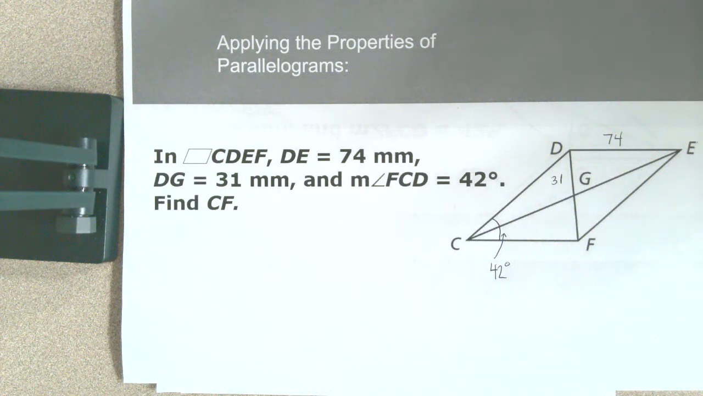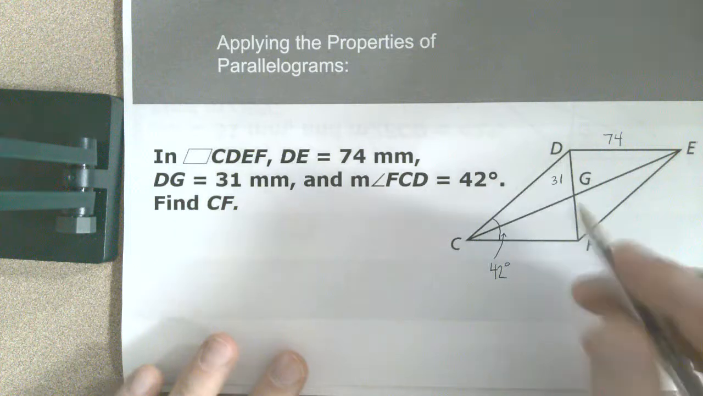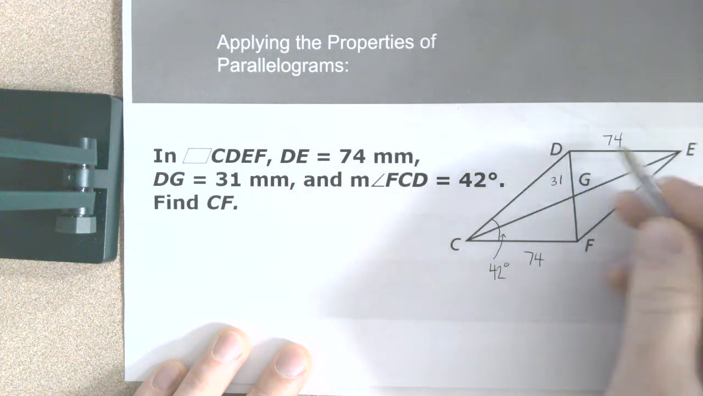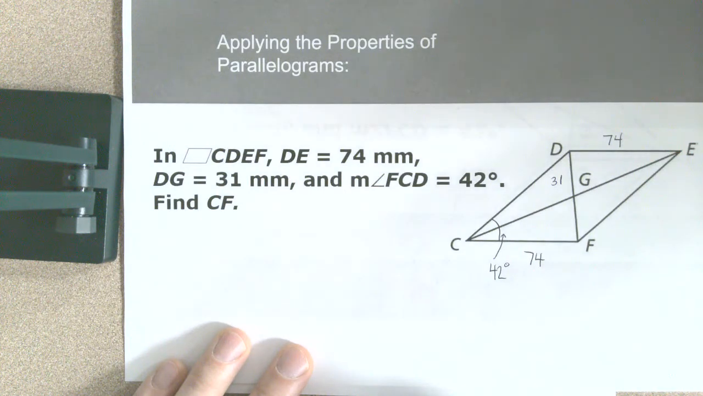So on this one, we would say that CF is 74. As we know, the opposite sides are the same length. They're congruent to each other.